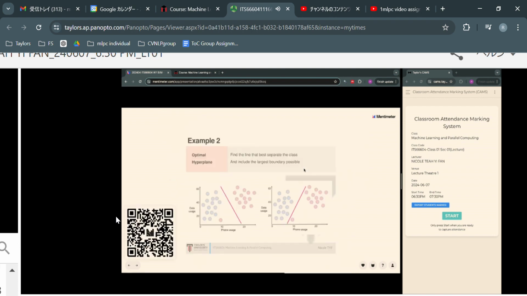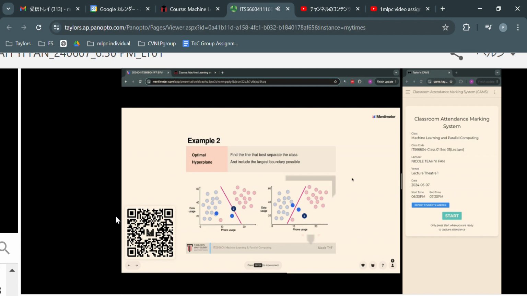Now let's take a look at another example. Say we have this data set and a new instance coming in. This new instance happens to have a relatively low phone usage, but the class refers to the pink class. In this case, which line do you think is the best decision boundary? Any more? Okay, seems like we have a half-half.